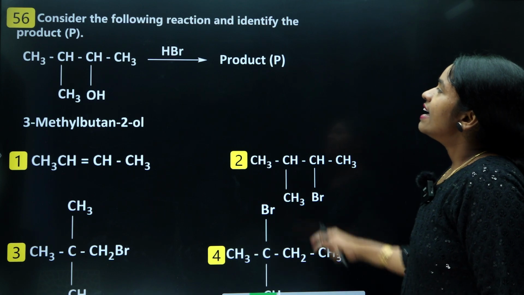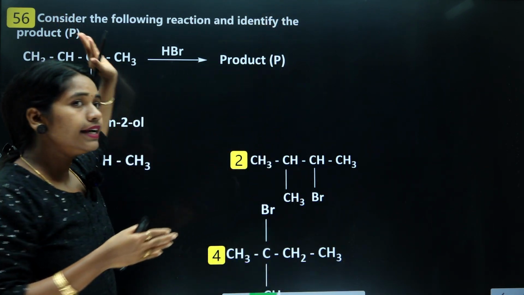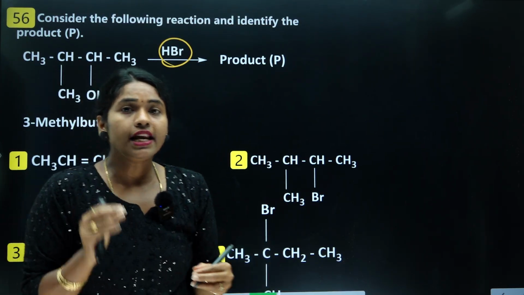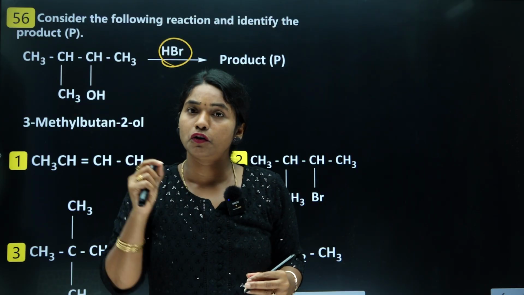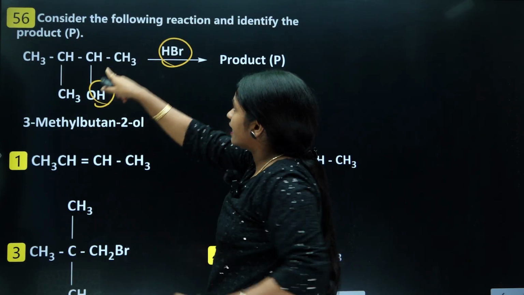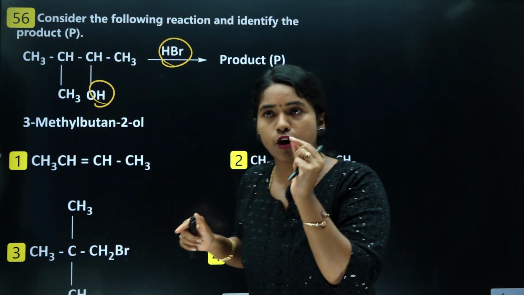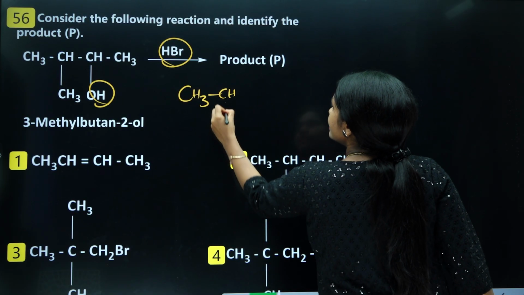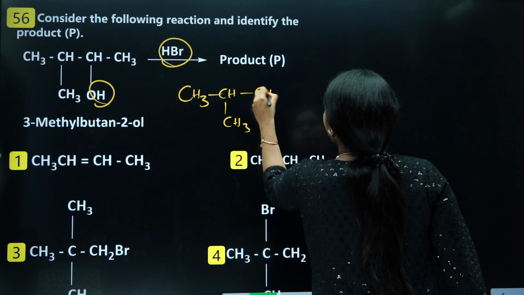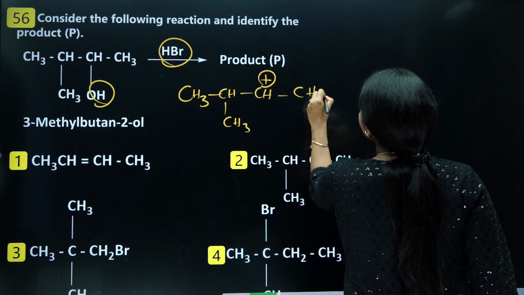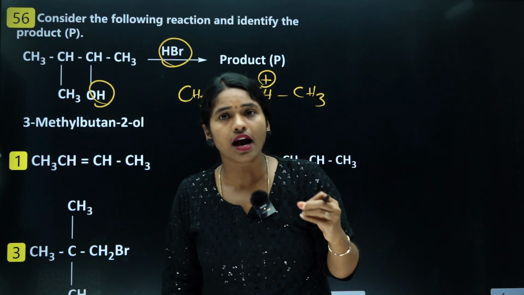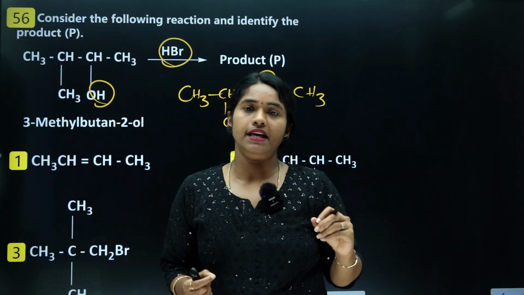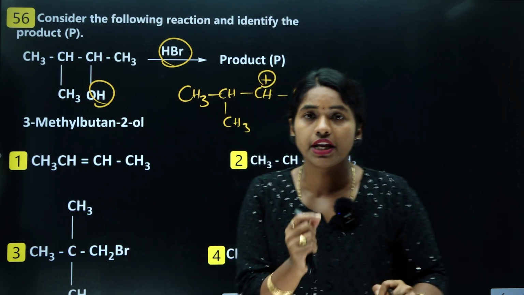See the next question. Consider the following reaction and identify the product. How to identify the product? When you add HBr, in acidic medium, first protonation takes place. The OH reacts with this H plus and first forms a cation. What is that cation? CH3, CH, CH3, CH plus and CH3. Now see this carbocation, this is a secondary carbocation, which is not stable. So internally a hydride shift takes place and it results in the formation of a tertiary carbocation.